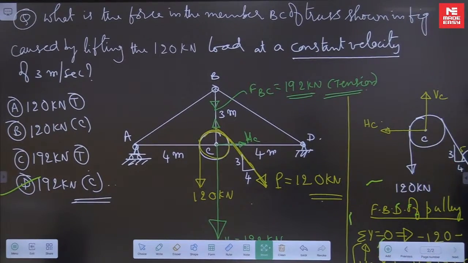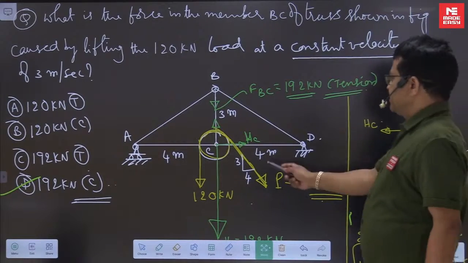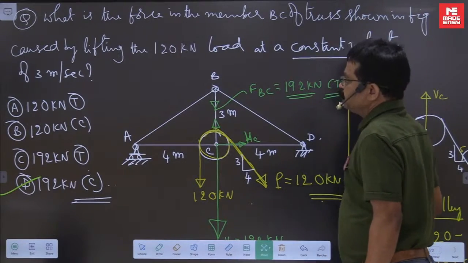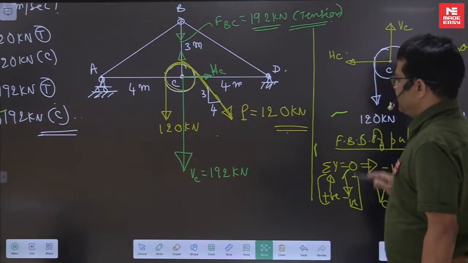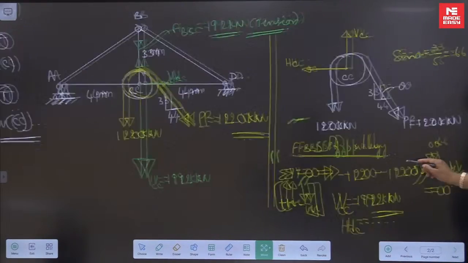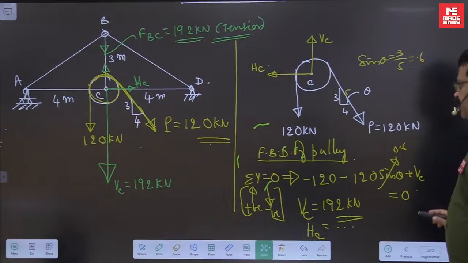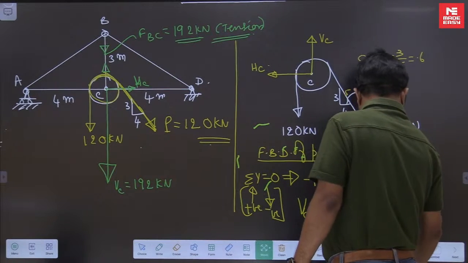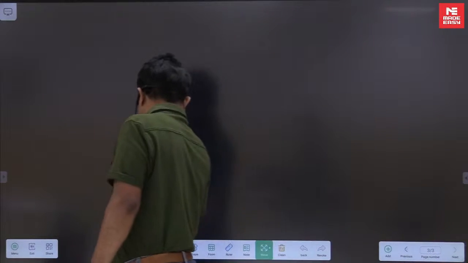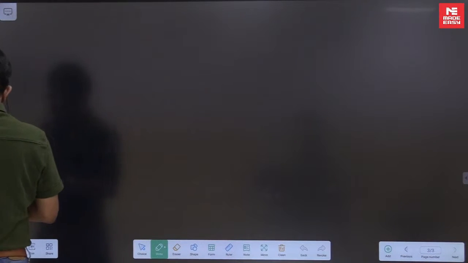So this is how we find the force in the member BC, 192 kilonewton. For that we required the free body diagram of the pulley. Done. I think this much time is sufficient for us. Next one.